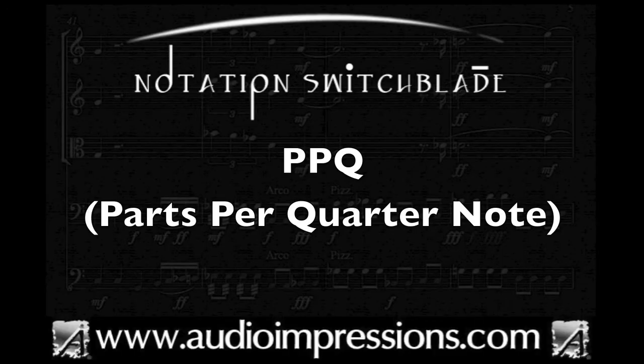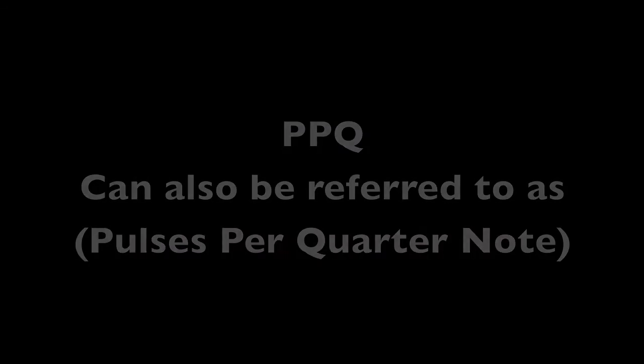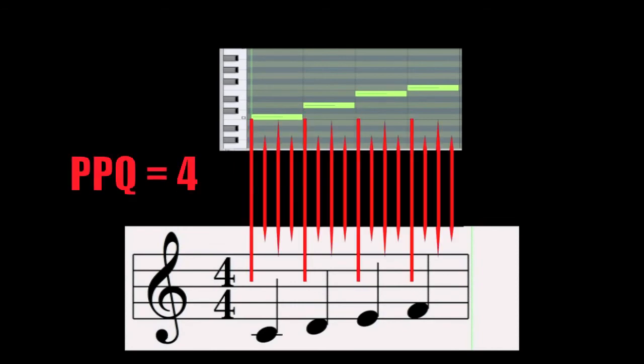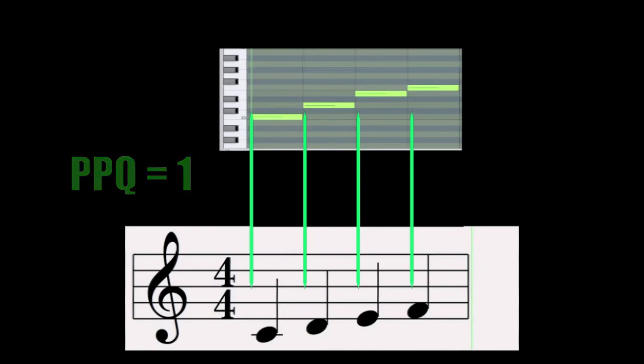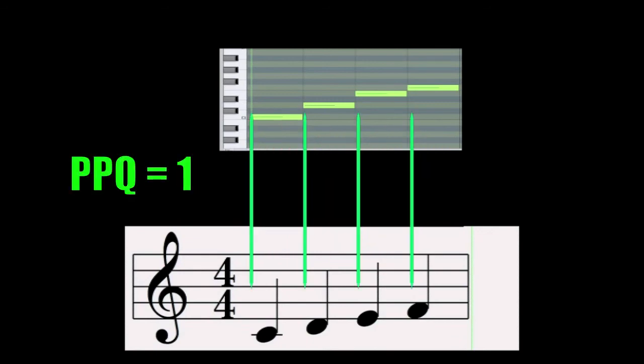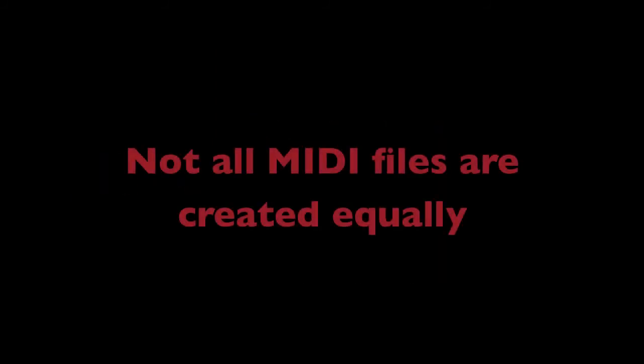PPQ is an acronym for parts per quarter note. This can also be referred to as pulses per quarter note. This is the linear resolution of a MIDI file, or the amount of spaces between quarter notes that MIDI events can occur on. When recording or editing MIDI information, the PPQ resolution is the number of divisions between each quarter note. It is noteworthy that not all sequencer programs export MIDI files at the same PPQ resolution, and that the resolution of the exported MIDI files are not always the same resolution that the program works at internally.